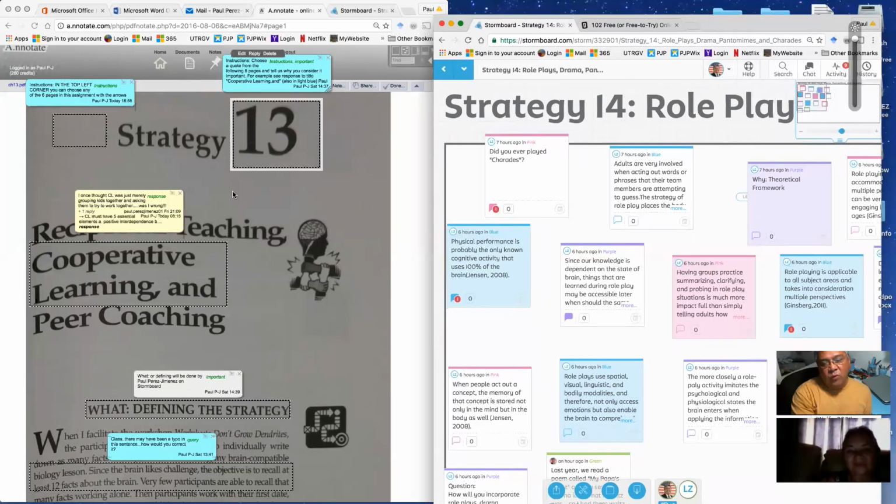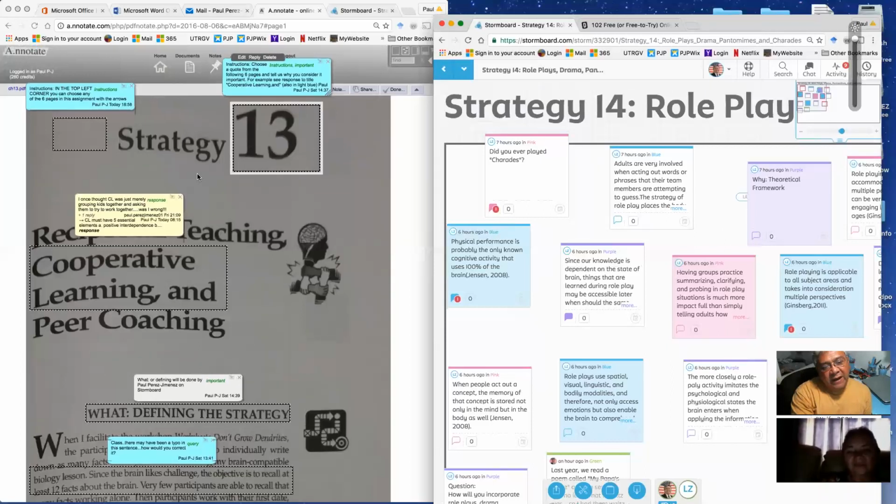And what we've done is we've converted the 6 pages of strategy 13 of Tate's. Is it Tate? No, it's not Tate. Yes, Tate. Tate's chapter 13, 6 pages. Converted them to PDF and then put them on here for you. And we're going to walk you through this.